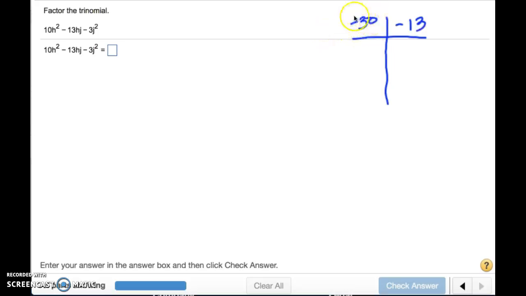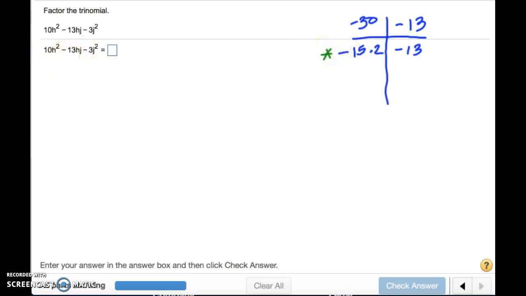All right, since this is negative, one of my factors has to be negative, one of them has to be positive. And since I'm trying to get a negative number, the bigger one has to be the negative. So I know that negative 15 times 2 is going to give me negative 30. And when I add those, I get negative 13. So that's the set that's going to work. So this is what I need to use.